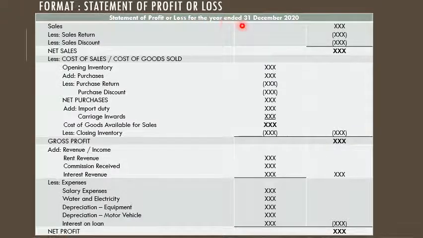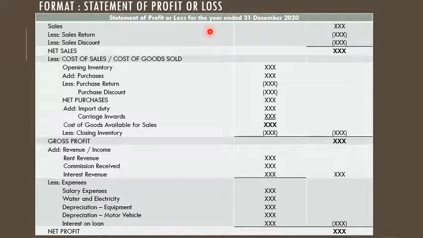Bagi tahun berakhir. Maksudnya, ini adalah aktiviti kita sepanjang tahun. From 1st January until 31st December. That's why it's called as a for the year ended. Because the activity applies throughout the year.